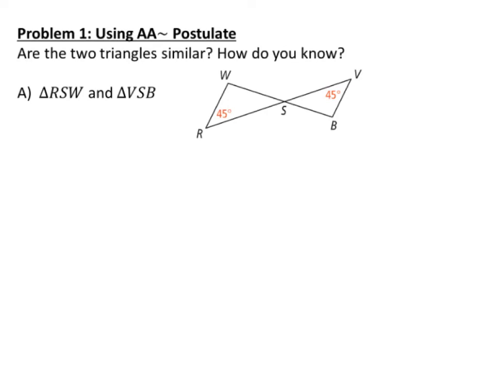So we're going to determine, are these two triangles similar? And we need to state how we know. So how do you know? Well, we need two angles that are congruent. We see that angle R is congruent to angle V because both are 45 degrees. I also know that this angle inside here is congruent to this angle over here because they are vertical angles.